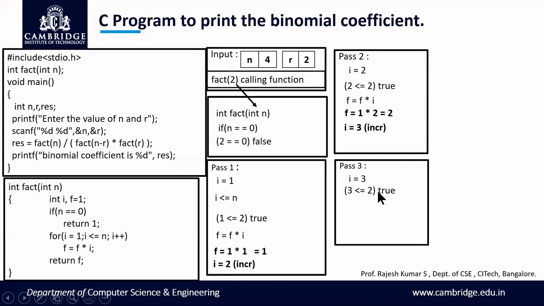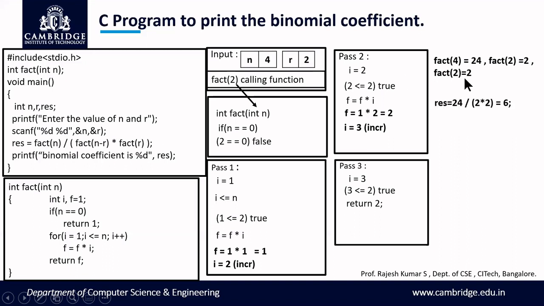It is false. Students, again here, this is false. When the condition is false, it won't execute this statement. It will return the f value. The f value is returned to the calling function. Now, the first calling function has got the value 24. The second calling function has got the value 2. The third calling function has got the value 2.